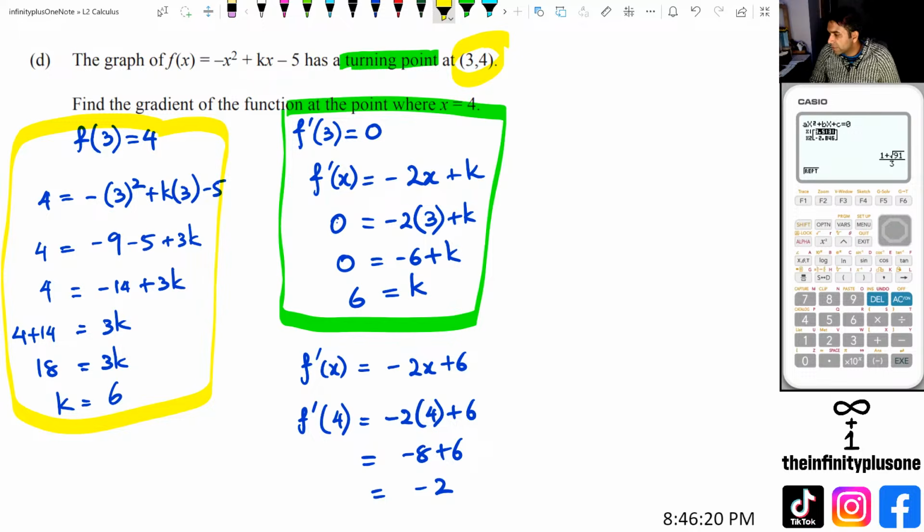Now, Ravi, when we have this right here, notice how when it says 3 and 4, this is the same thing as saying x and y. So basically what that's telling you is that if I put 3 in this equation, I am going to get a y value of 4. That's all that means, Ravi.